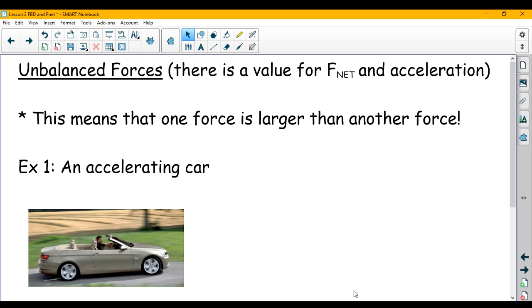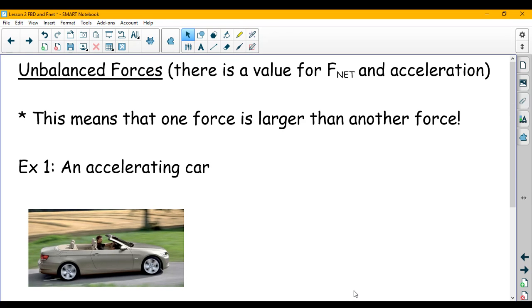Let's keep going now with some unbalanced forces. Unbalanced forces are exactly what they sound like. One force is going to be bigger than the other because they're no longer balanced. Now, this means I have a value for F net. There will be acceleration. This makes sense. As soon as one force is greater than the others, it overcomes and will create an acceleration.